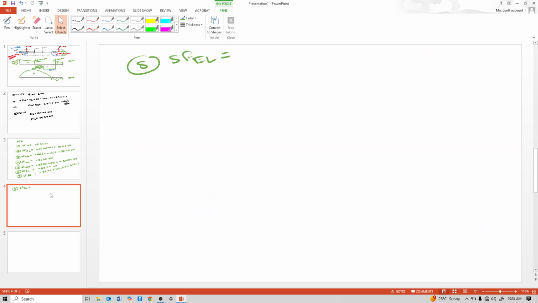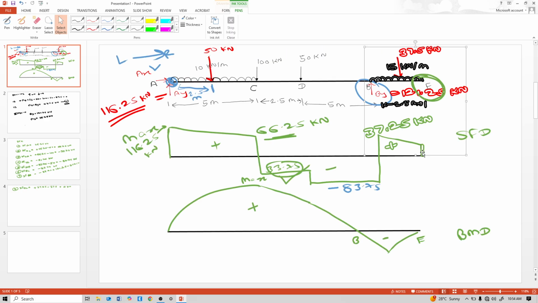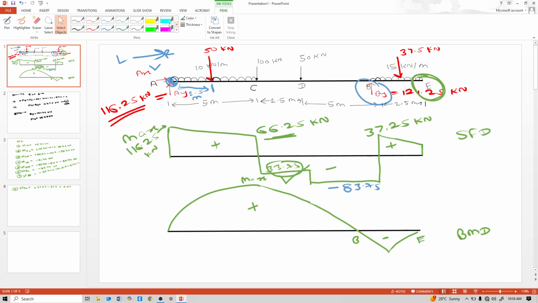So positive 37.25 minus 37.5 equal to 0 kilonewton. So my judgmental shear force diagram is slightly wrong. See, this is not like this, this is at cantilever it is 0.